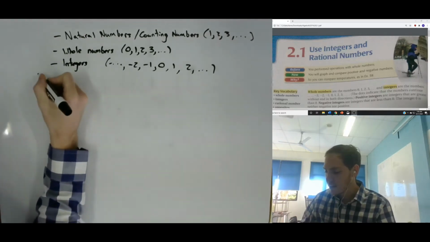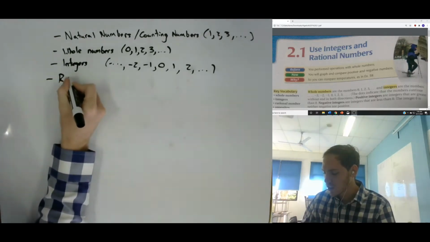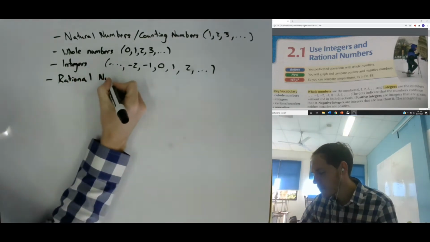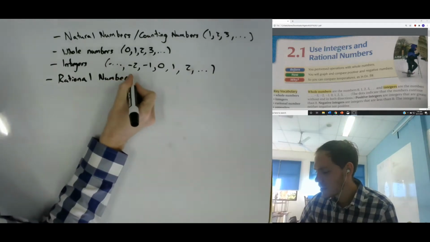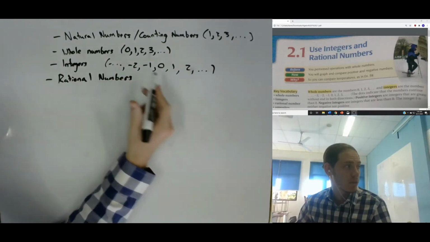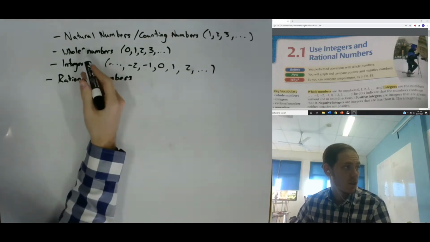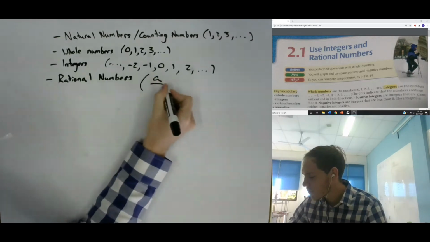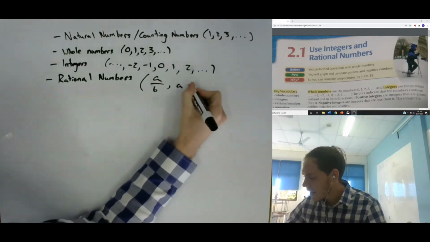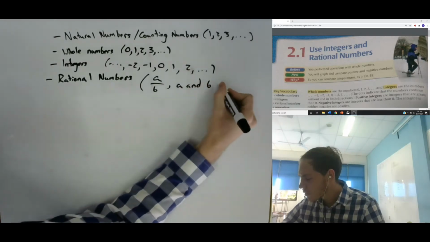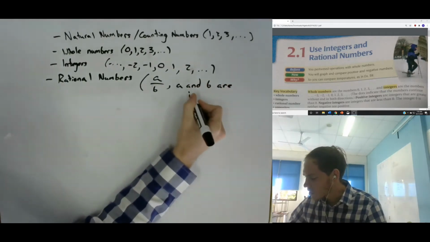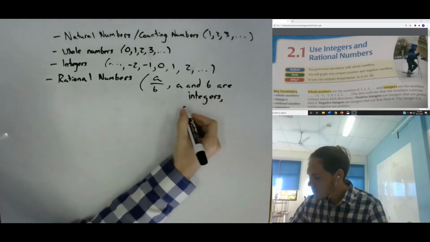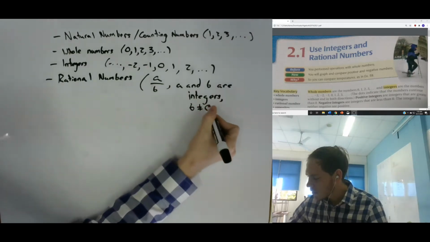Now the category that's infinitely larger than integers is rational numbers, okay? And there's a key definition that you need to get. So rational numbers, so this is integers, whole numbers, natural numbers, rational numbers. Rational numbers are written A over B, where A and B are integers, and B is not equal to 0, okay?